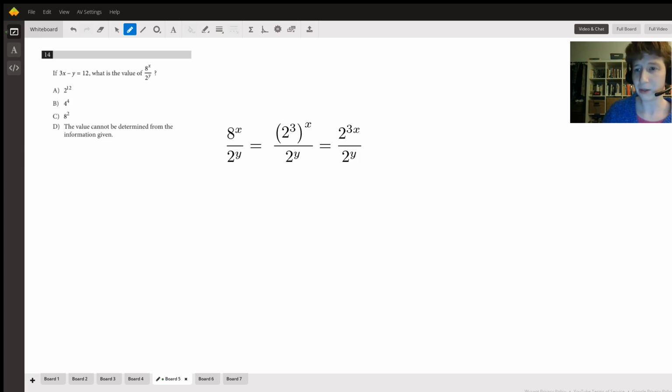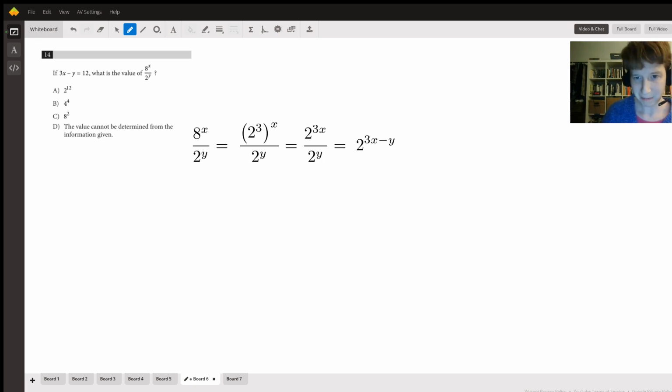Okay, well, over a fraction bar, that's division. What do I do if I'm dividing and I have the same base? That's right, I subtract. It becomes 2 to the 3x minus y. That may not look pretty, but believe it or not, we're almost done.